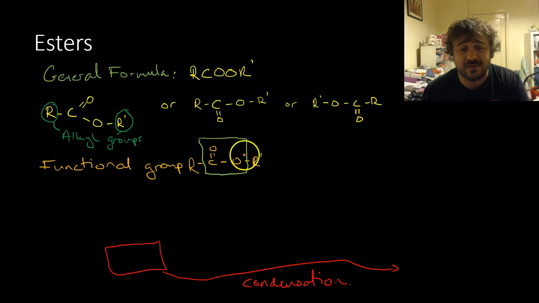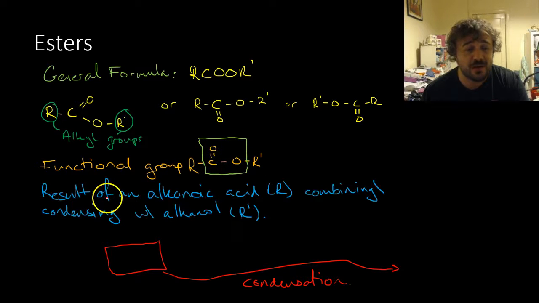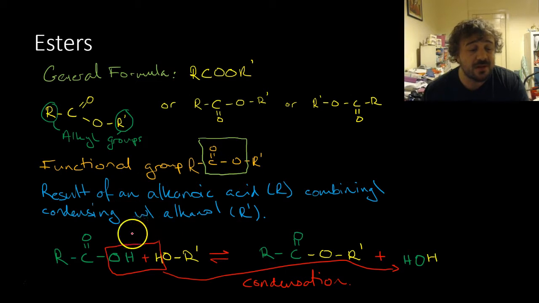The functional group is this in the middle here. This C double bond to the O, and then another oxygen off there. And basically, it's the result of an alkanoic acid, which is the R group, combining or condensing with an alkanol, which is the R apostrophe. And it's important you get those right. So it's an alkanoic acid, that's that, plus the R group, which is this section here. So what we get is your alkanoic acid plus alkanol.